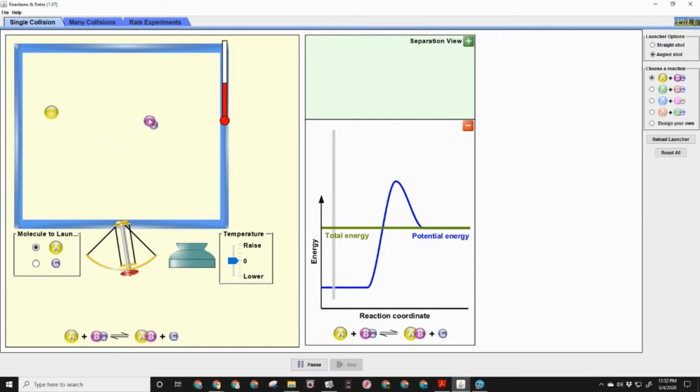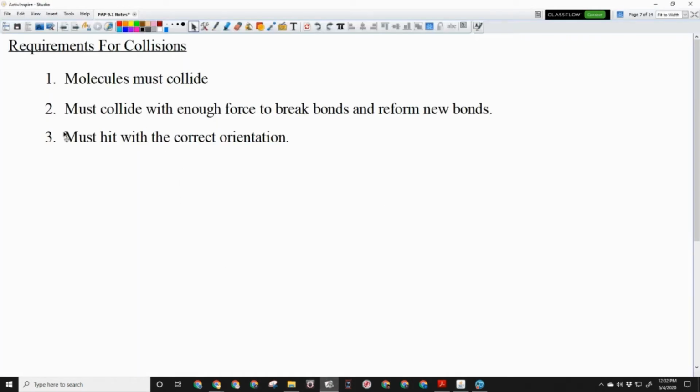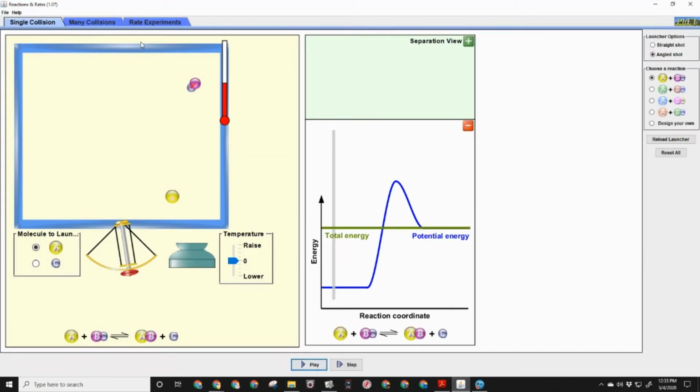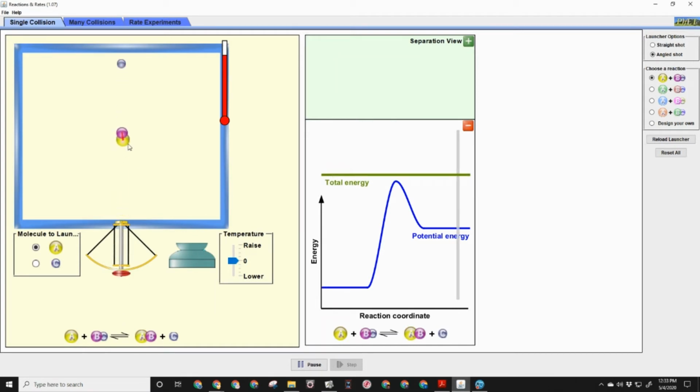Okay, so see, it hit, and I had pulled back for enough energy, but our third requirement is that it must hit with the correct orientation, the puzzle piece. So it has to hit, and it shows here a straight line. So it has to hit straight on for this to happen. So if I pull this back and it hits straight on, with just enough energy, then it's going to react. And see, it did.